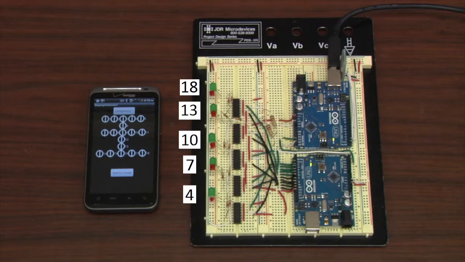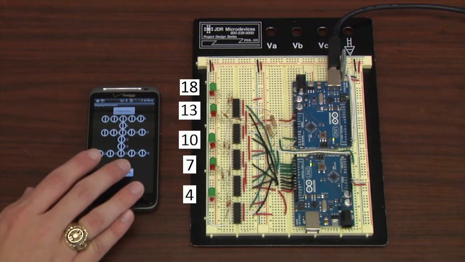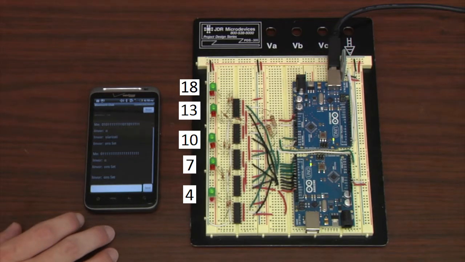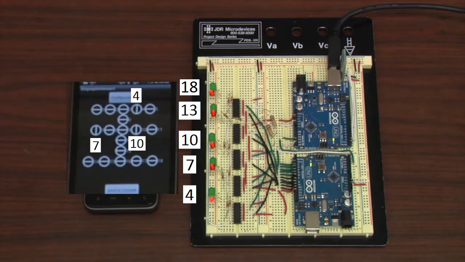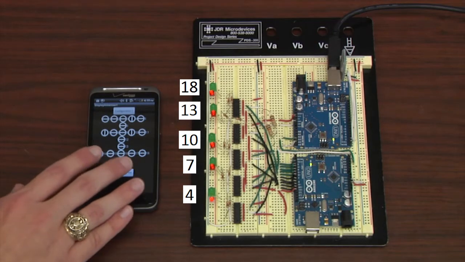Here I will send the all vertical configuration and all the green lights will light up. Now I will send the all horizontal configuration and all the red lights will light up. Now I will change only antennas 4, 7, and 10 back to vertical, meaning the bottom 3 sets should be all lit green.